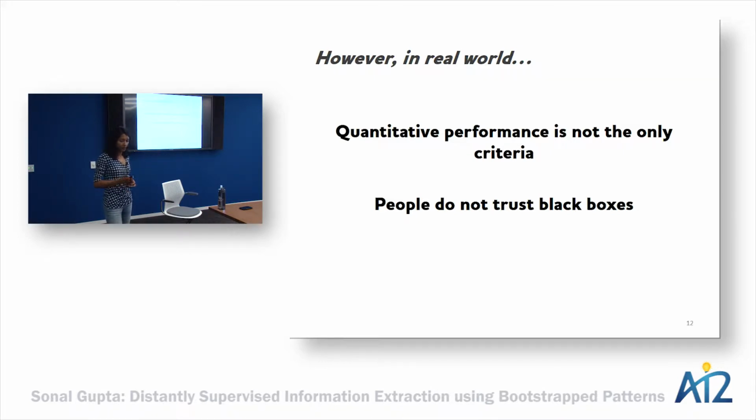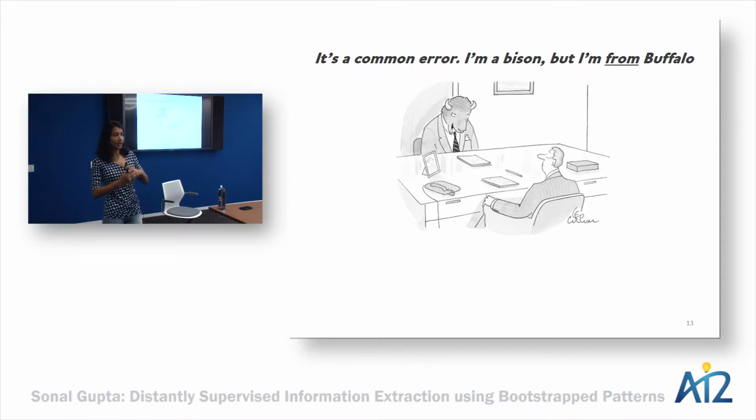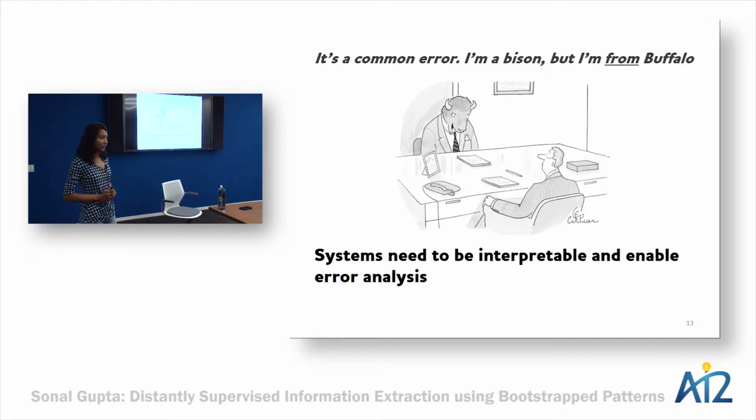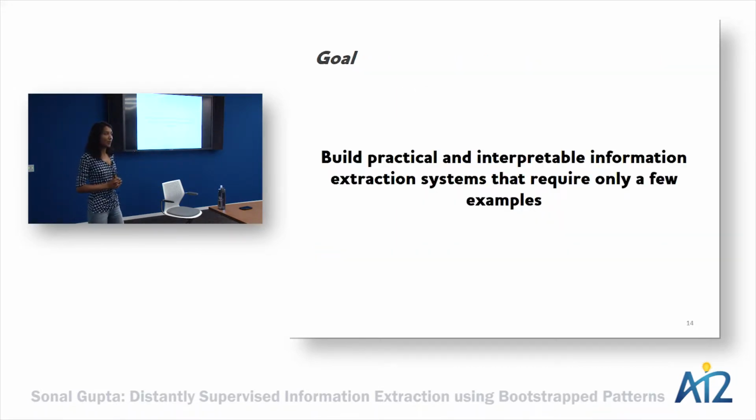So you want something which is interpretable. You can look at an error and see where the error is coming from and how you can improve it. So, things that can help you do error analysis better and then improve the system better. So the new goal is to build practical and interpretable information extraction systems that require only a few labeled examples.